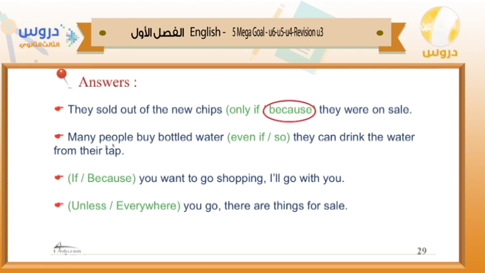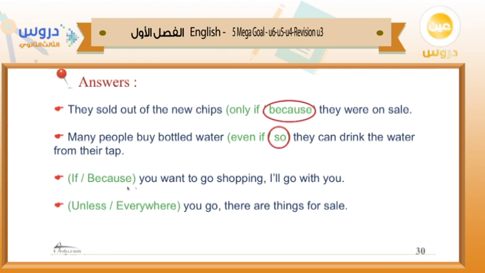Number 2, many people buy bottled water even if or so they can drink the water from their tap. What do you think here? Is it condition, reason, purpose, or place? It's purpose, so we use so.